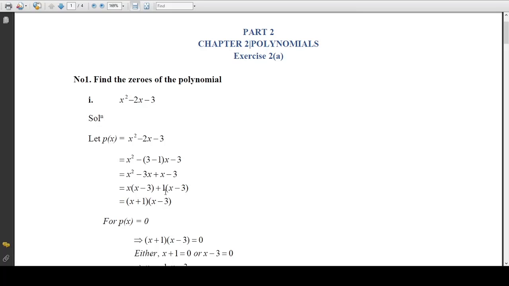x minus 3. Now for finding the zero of the polynomial, that means p(x) equals 0. Okay, for finding the zeros of the polynomial, you have to take p(x) equals 0. If you take p(x) equals 0, what is p(x)? p(x) is the given polynomial, which at last we are getting as (x plus 1)(x minus 3). That means for finding the zero, (x plus 1) multiply (x minus 3) should be equal to 0.